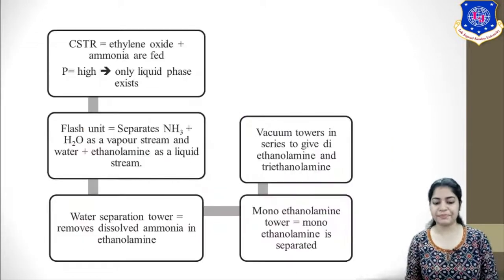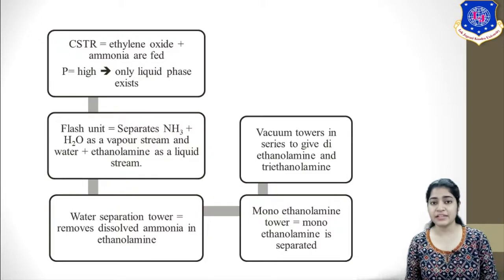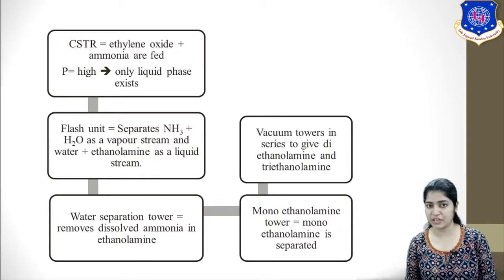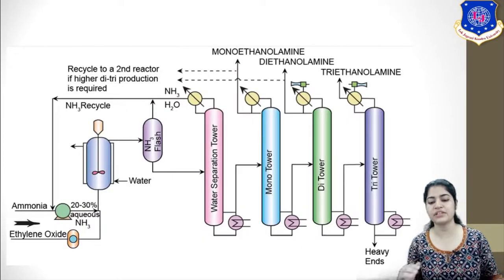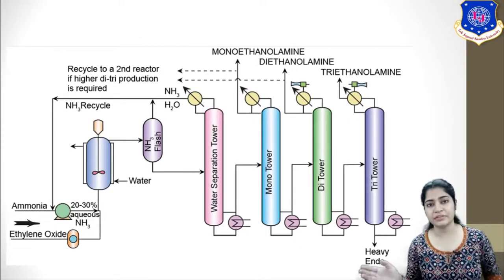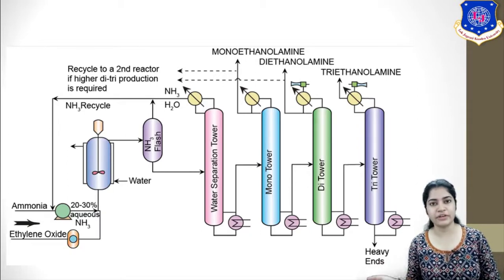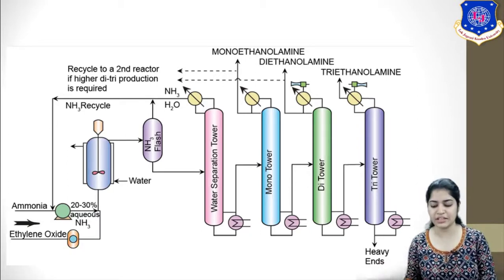Now from the flash separator, your liquid stream, okay, that is the ethanolamine and water mixture, is then sent to the water separation tower, where you are using your water to dissolve the remaining ammonia which is present in traces, right? So here you can see that in the water separation tower, traces of the ammonia are taken out and recycled back into your CSTR, okay.